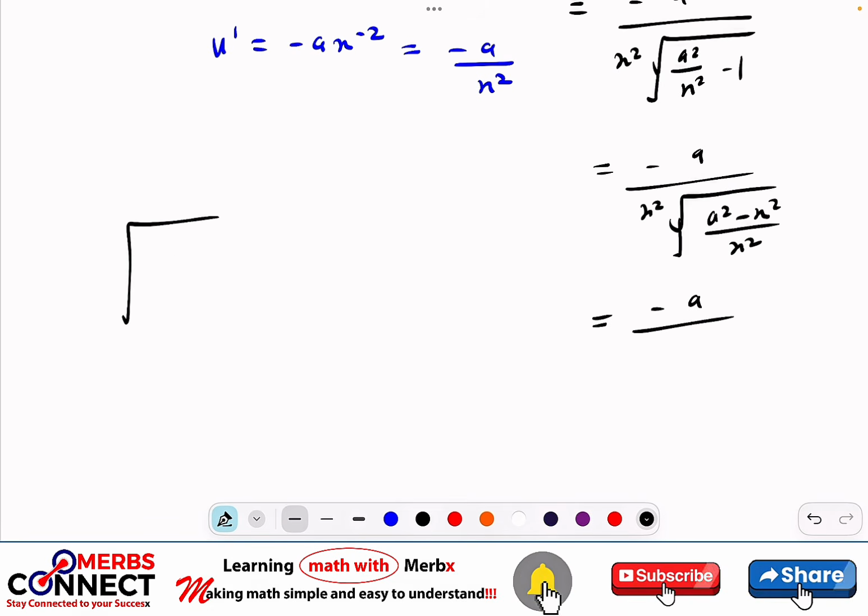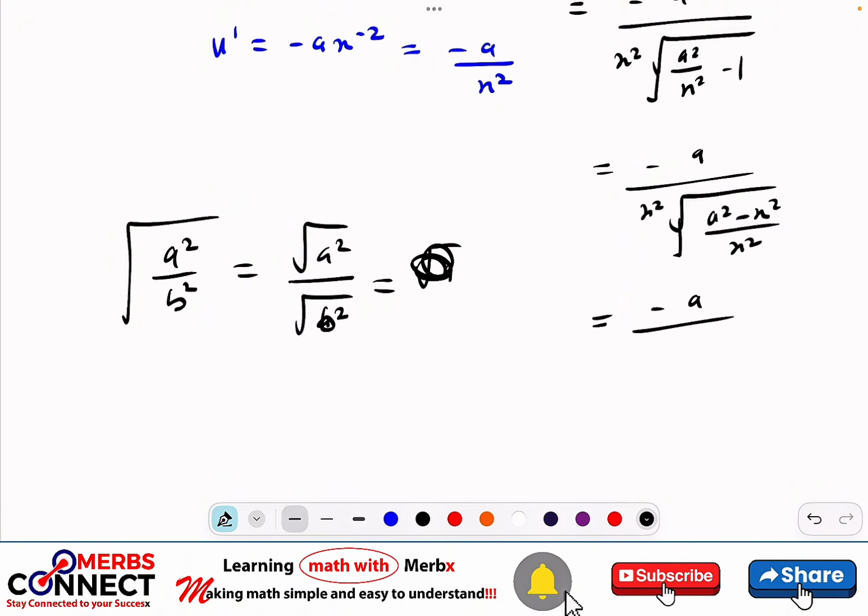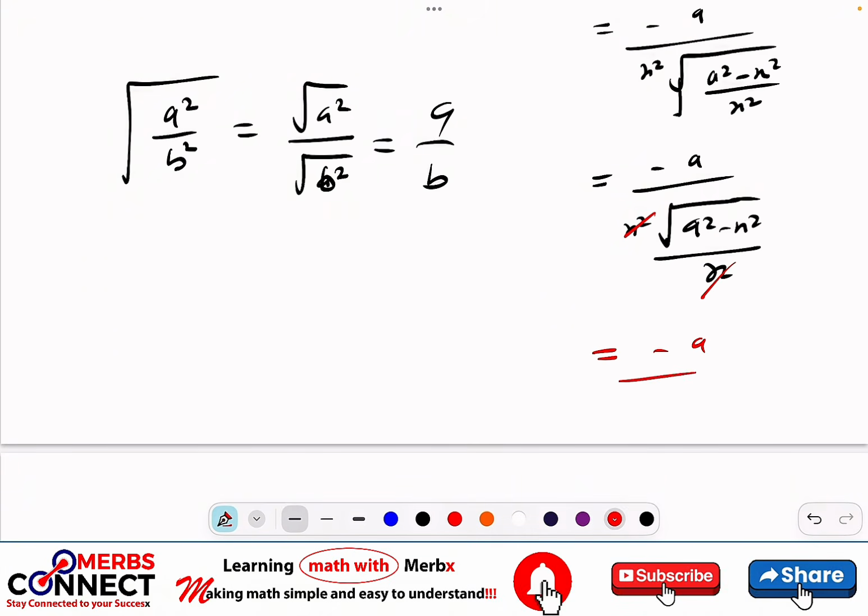Now, remember that if I have a squared over b squared under a root, this is the same as the square root of a squared over the square root of b squared, which is the same as a over b, right? So this one can be written as x squared, and I'm going to have the square root of a squared minus x squared divided by the square root of x squared. And the square root of x squared is going to give us x. One of the x here will cancel one of the x here. So I'm going to have minus a divided by x square root of a squared minus x squared.